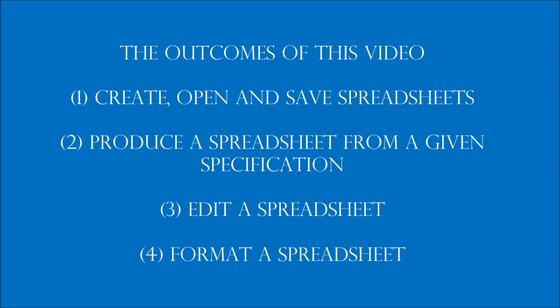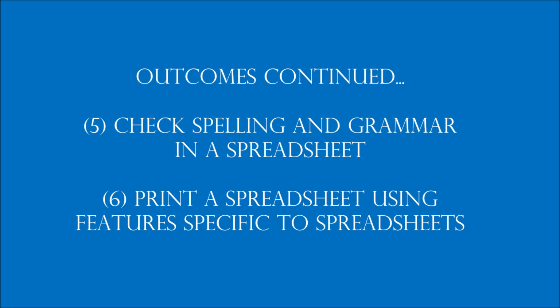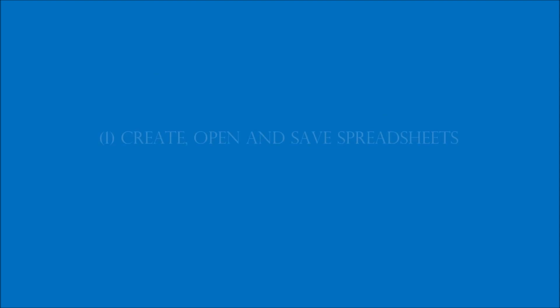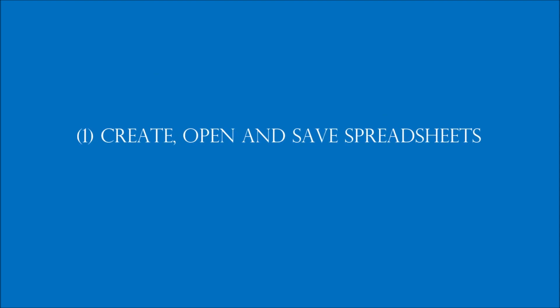The outcomes of this video include: create, open, and save spreadsheets; produce a spreadsheet from a given specification; edit a spreadsheet; format a spreadsheet. Outcomes continued: check spelling and grammar in a spreadsheet; print a spreadsheet using features specific to spreadsheets. Create, open, and save spreadsheets.